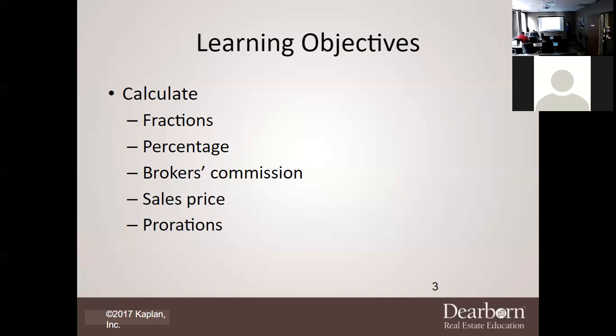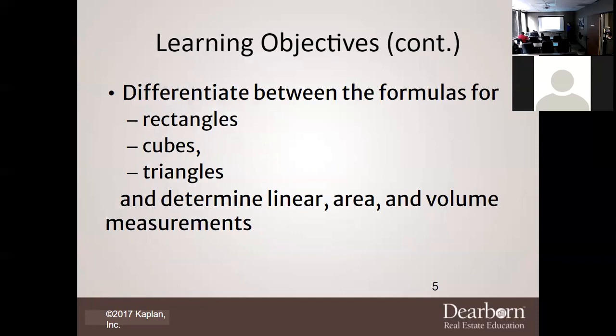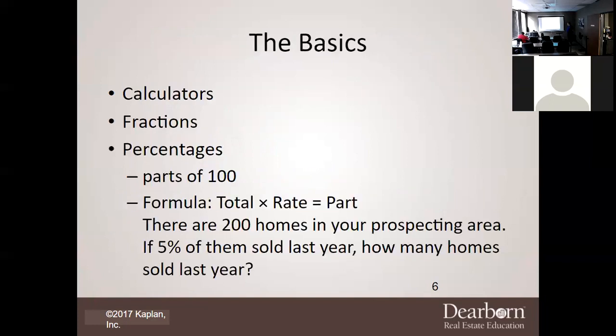And then we're going to learn about sales price, and then we're going to talk about prorations, okay? And then we're going to use the big words: compute profit and loss, simple interest, a tax rate and amount, an insurance premium, loan discount, and a loan amortization. We'll further differentiate between the two formulas for a rectangle, cube, and triangle, and determine the linear, area, and volume measurements. Okay. So this is very difficult, very, very difficult, Mr. Eugene, as you can see.